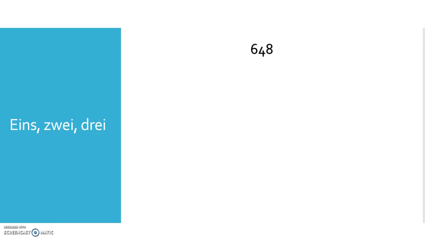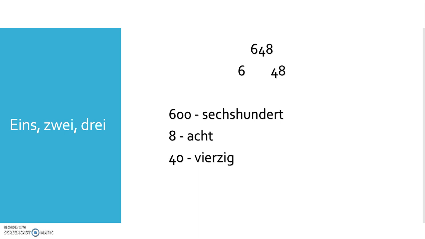Number 648. So what do we have here? We have 600, right? So you will take them separately, and then 48. Okay, so how do you say 600? 600. Now, how do you say 48? Remember, you have to think backwards. You have to say 8, right? 8 and 40. And 40 is 40.